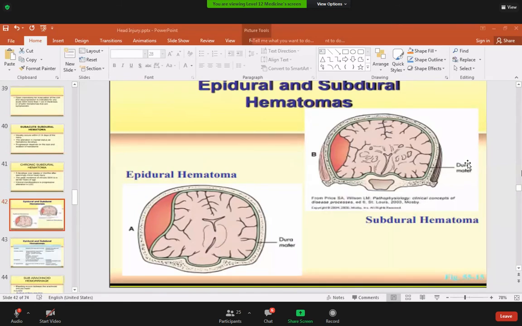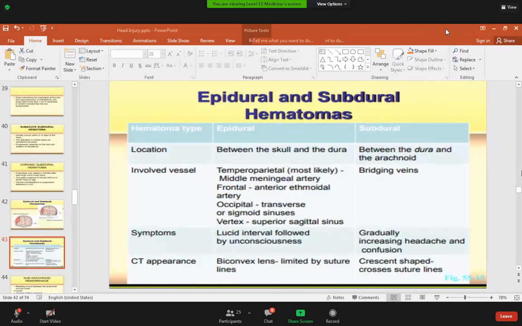So just to revise epidural and subdural hematomas. Epidural hematoma is biconvex. Subdural hematoma is crescent in shape or lunar in shape. And location: epidural is between the skull and the dura, while subdural is between the dura and the arachnoid. Epidural is usually because of the vessels, and the most commonly involved vessel is the middle meningeal artery. And it could be because of sinus bleeding. And subdural is usually because of the bridging veins, the veins that bridge the cortex with the meninges. Symptoms in epidural: there is usually a lucid interval followed by unconsciousness. And in subdural, we have gradually increasing symptoms.